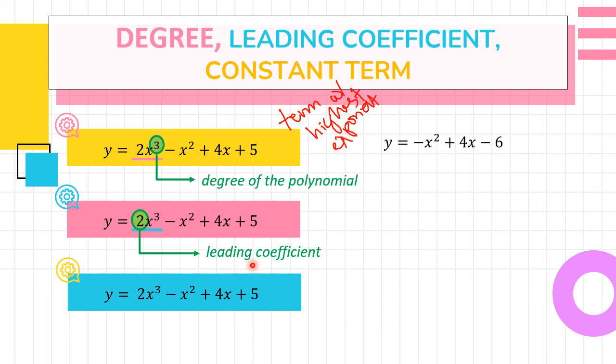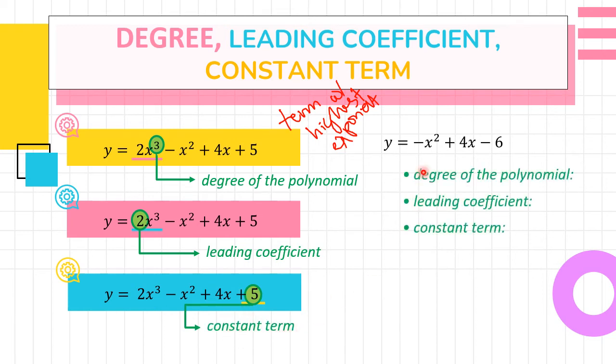And, ano naman yung tinatawag natin na constant term? Pag sinabi natin constant term, that is the term with no variables. Alin ba dyan yung walang kasamang variable? This time we have positive 5. So, yung ating positive 5 is what we call the constant term. So, let's try dito sa ating pangalawang polynomial equation. Y is equals to negative x squared plus 4x minus 6. Can you determine the degree of the polynomial, the leading coefficient, and the constant term? Okay, let's check. The degree of the polynomial is the highest exponent. Alin yung highest exponent? Ayan, we have 2.